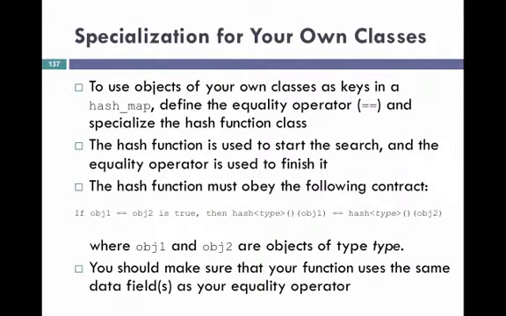Now, to use objects of our own classes as keys in a hash map, we define the equality operator, the equals to, and specialize the hash function class. So the hash function is used to start the search, and the equality operator is used to finish it. So the hash function must obey the following contract. If object 1 is equal to object 2, then the hash of object 1 has to equal the hash of object 2, where object 1 and object 2 are objects of type. And you should make sure that your function uses the same data fields as your equality operator.